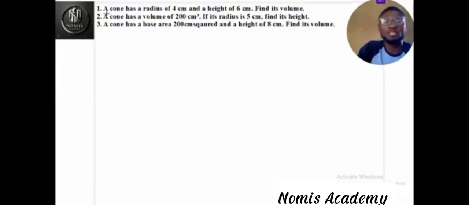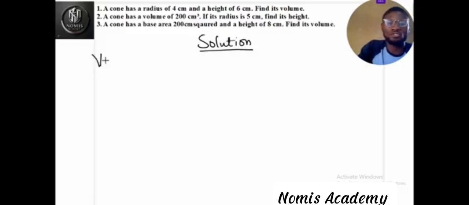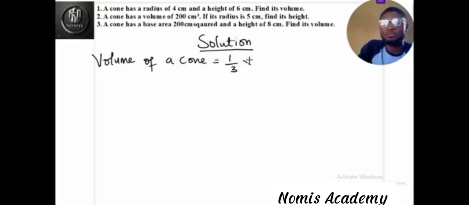Example number 1. A cone has a radius of 4 cm and a height of 6 cm. Find its volume. Let's go into the solution of this question. Solution. First of all, as usual, we state the formula that volume of a cone is equal to 1 over 3 multiplied by pi r squared h. So let's take the given parameters.